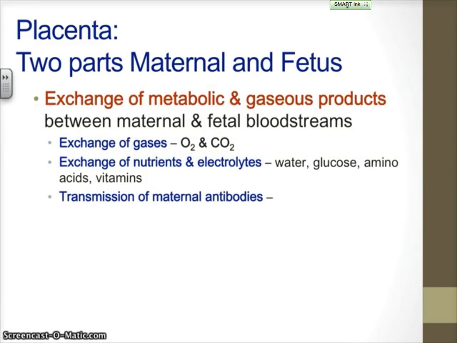So remember that materials can move from the mother to the fetus, but they could also move from the fetus back to the mother. We're exchanging metabolic and gas products when we do this. Remember that it passes materials through both the mother's and the fetus's bloodstreams. However, the blood of the mother and the fetus do not connect. This is why if a mother has HIV, she doesn't necessarily give that to her baby. However, during the birthing process, the blood could intermix with the baby.